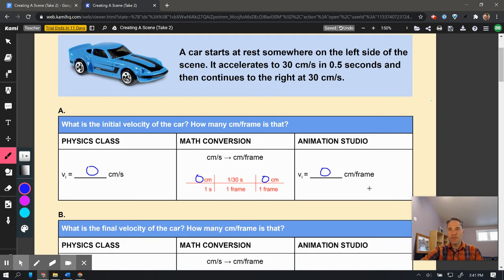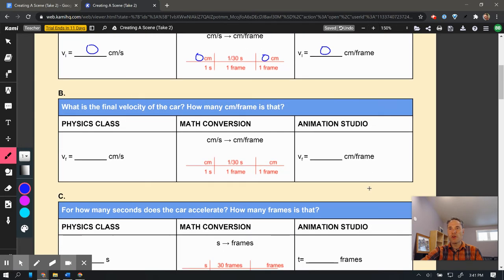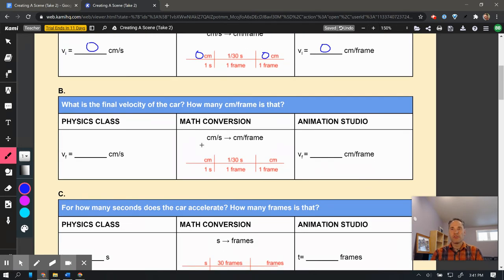All right, so that's our first part. The second part says, what is the final velocity of the car? We're trying to figure out how fast it's moving in the end. And it said that it's going to be moving at 30 centimeters per second. This one's a little bit harder because it's not going to be 30 and 30. It's going to be a new number here. So I make a conversion in the exact same way that I did up above, where I'm going to say 30 centimeters per second is my starting point.